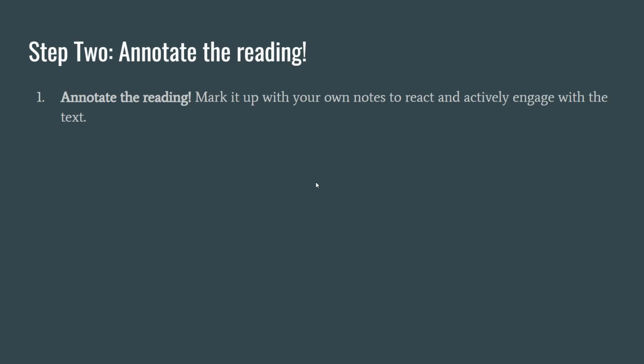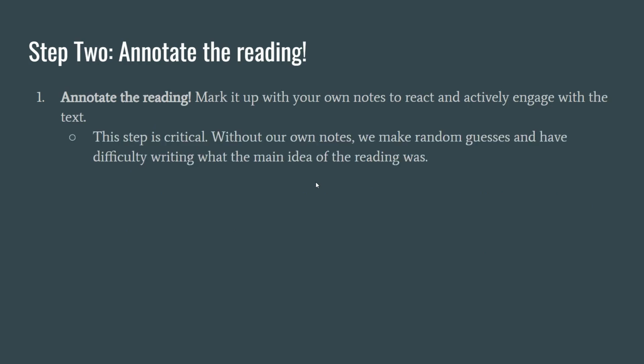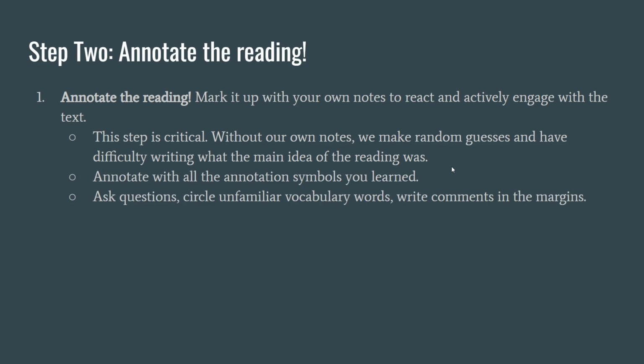Step 2, annotate the reading, meaning mark it up with your own notes to react and actively engage with the text. This step is so critical because without our own notes, we make random guesses and assumptions and have difficulty writing. You can't write what the main idea of the reading was if you didn't read it. So annotate with those symbols. It also gives you something to work with, something to write about.